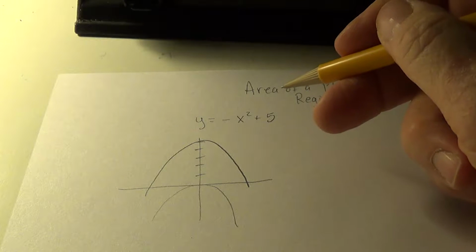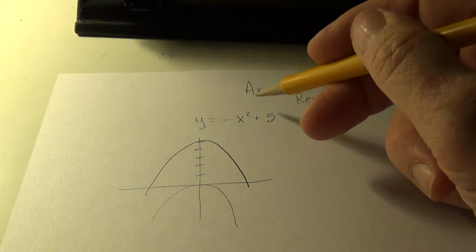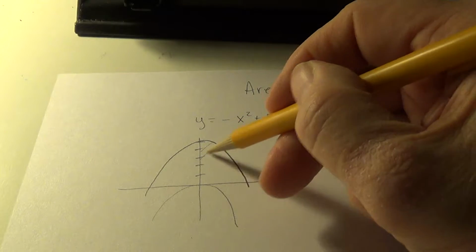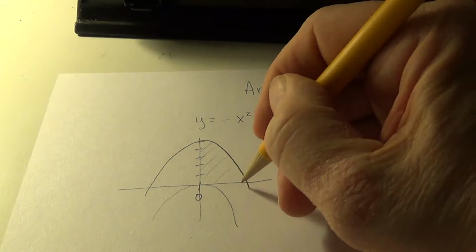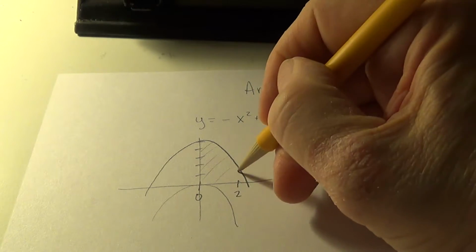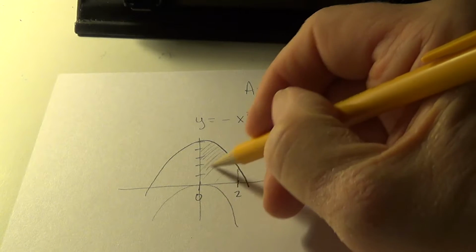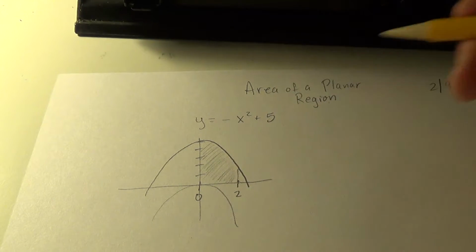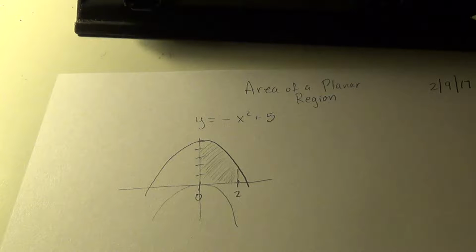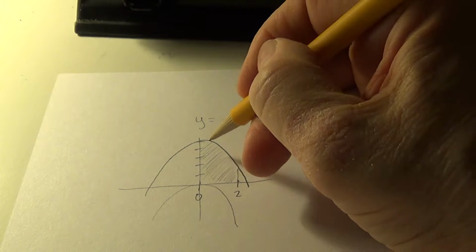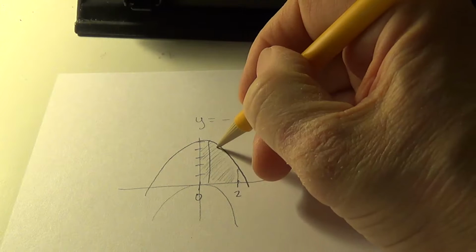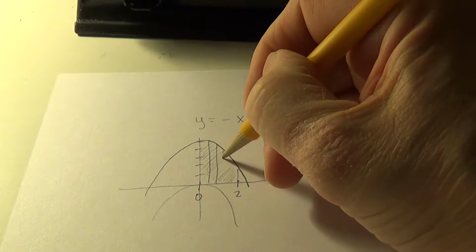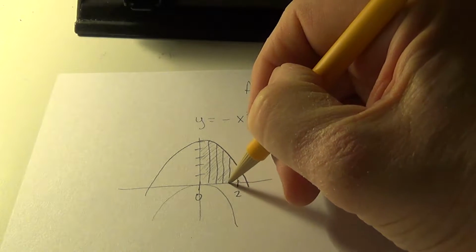So looking at the basic shape of this curve, I was wondering what is the area under this part of it between x equals 0 and x equals, say, 2. So I'm looking at this area here. The way I'm going to approximate that area is I'm going to divide it into 1, 2, 3, 4, 5 rectangles. 1, 2, 3, 4, and 5.